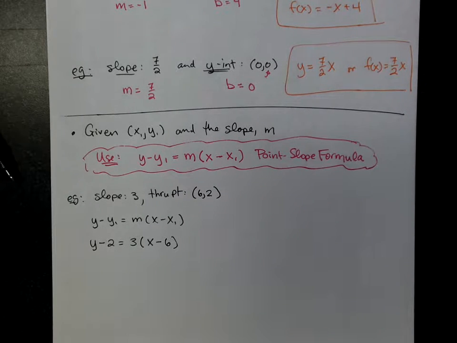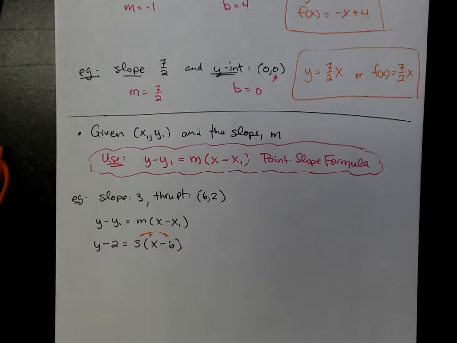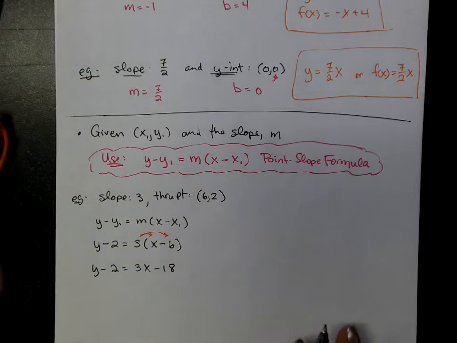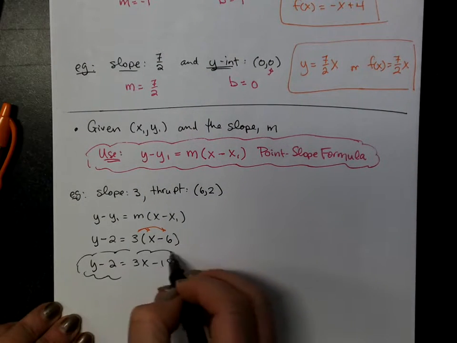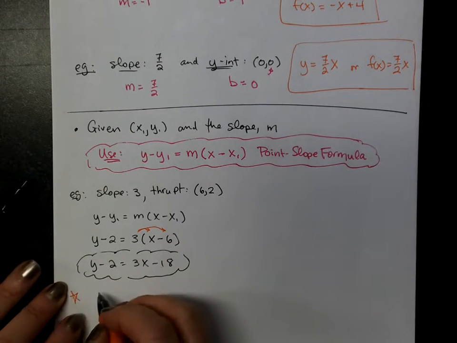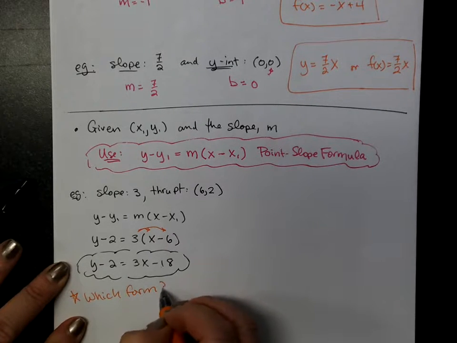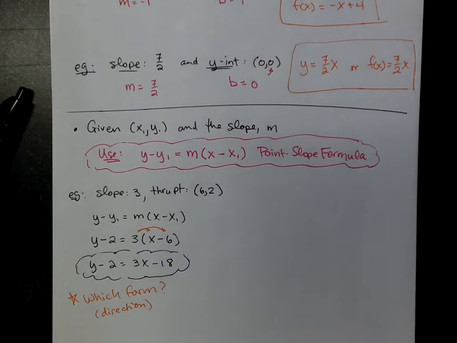Right now, though, the second way you clean it up, now if there's no fractions, so you've killed them, now you distribute. Okay? Make sure you distribute completely. Mind your negatives. y minus 2 is equal to 3x minus 18. Now, that is your point slope formula, everything plugged in and cleaned up. But you're not done. What you do now is you go back to the directions and figure out which form you're supposed to put it in. So next step is to look back at the directions and see, do I need to put it in slope-intercept form, function notation, or standard form?